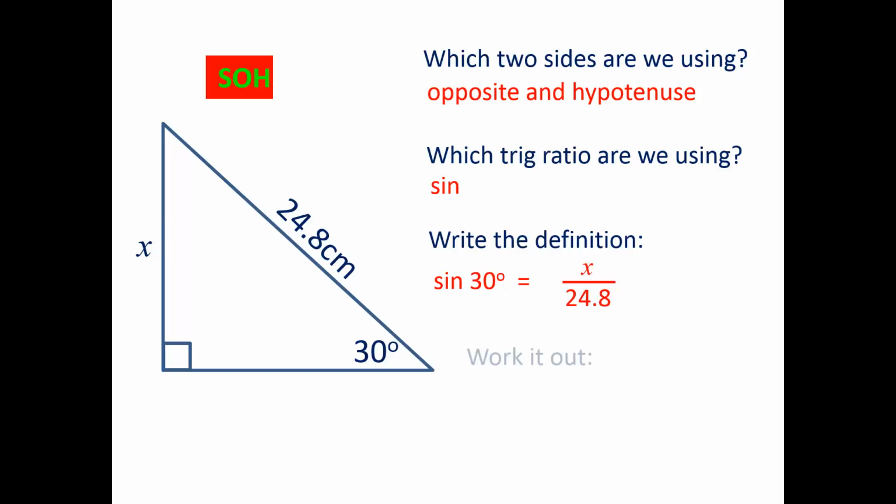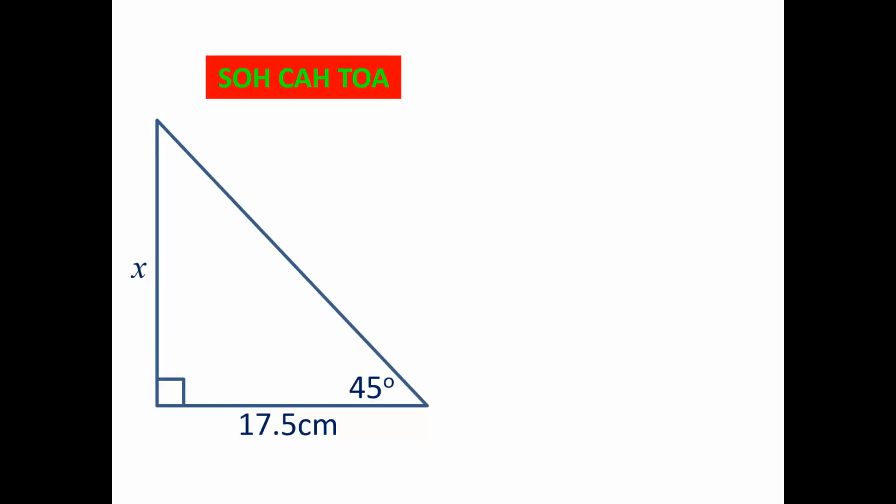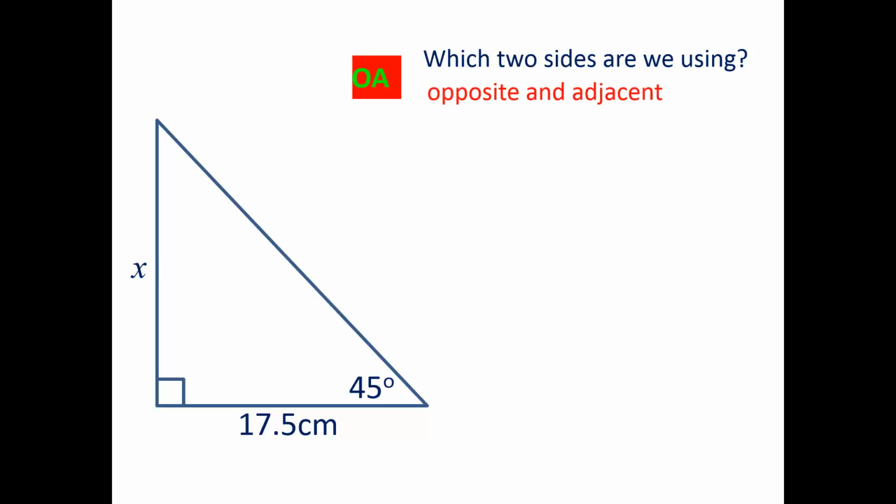The fourth W, work it out. So x is 24.8 sine 30. Plug that into the calculator and you get an answer, 12.4. Excellent. Let's try one more. Okay, remember the 4 W's? We put SOHCAHTOA there. Which 2 sides are we using? Well, the 17.5 is the adjacent. The x is opposite, so it's opposite and adjacent. TOA, T-O-A in SOHCAHTOA. So the trig ratio we're using is tan.